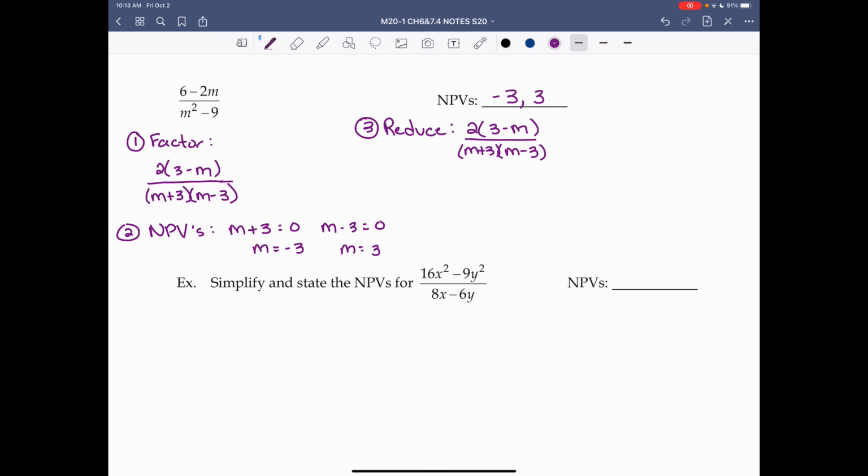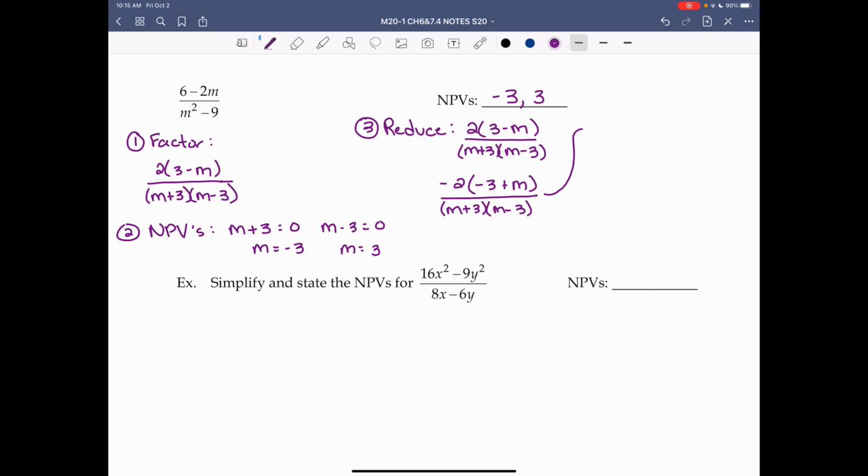Looking at my factors, 3 minus m and m minus 3 are not the same because subtraction is not commutative, so the order of subtraction matters. So if I want to switch the order of a negative factor, so instead of 3 minus m, I want m minus 3, I can do that by factoring out a negative. So if I factor out a negative, I get negative 2 bracket negative 3 plus m, because it changes the sign of each of our factors, over m plus 3, m minus 3.